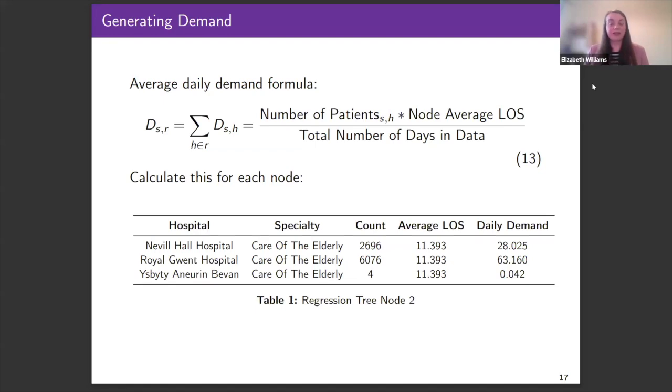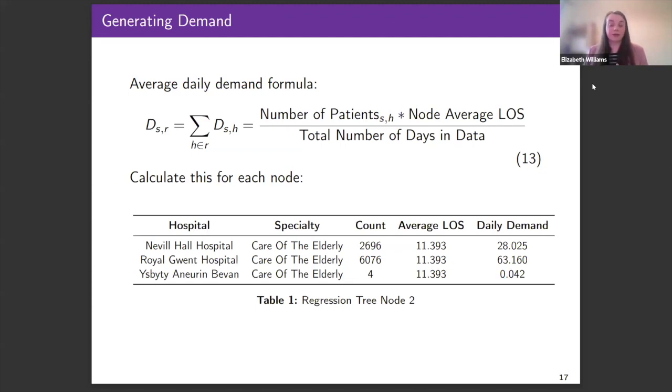What we did is take the number of patients for each node or leaf of a tree, multiply by the node average length of stay, and then divide this by the total number of days in the data. So for example, if we take Neville Hall Hospital and the specialty of care of the elderly, we had around 2,700 patients, and we found that the average length of stay for this node was 11.4 days, and this ended up with a daily demand of 28 beds.